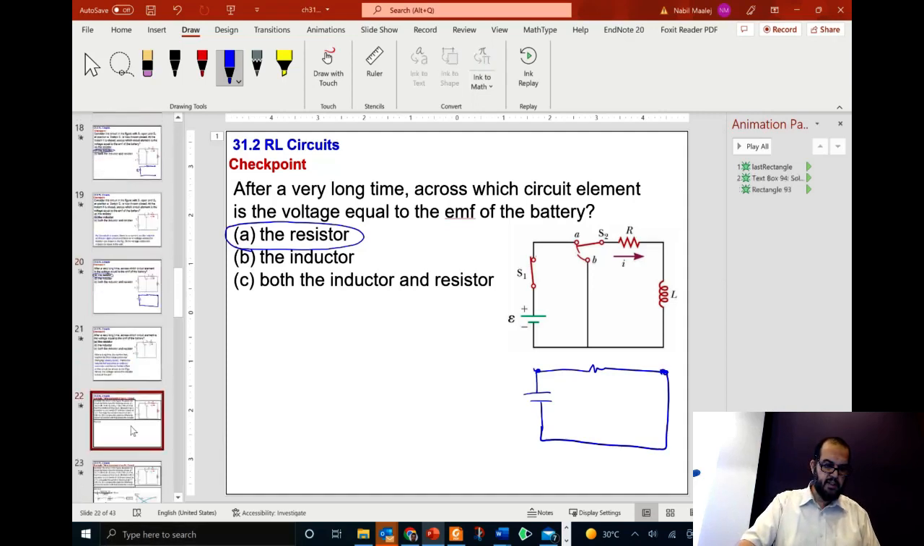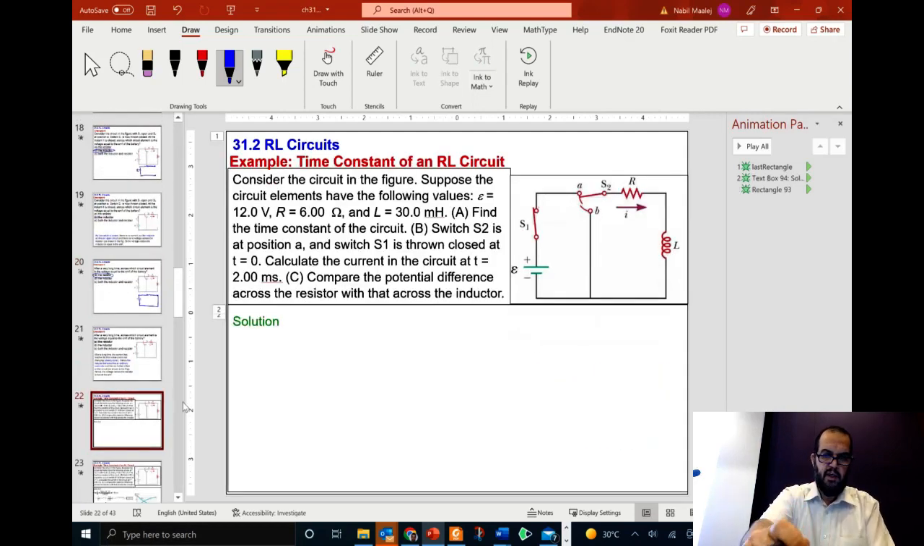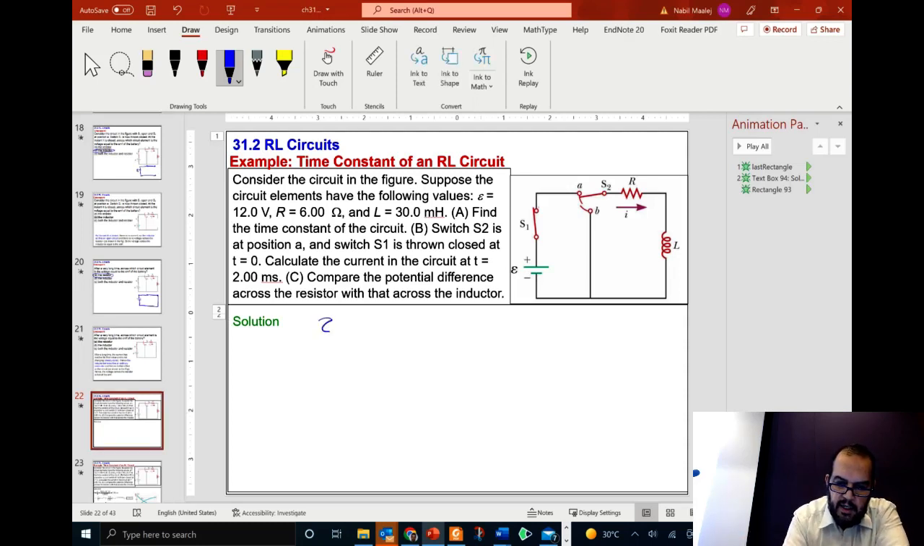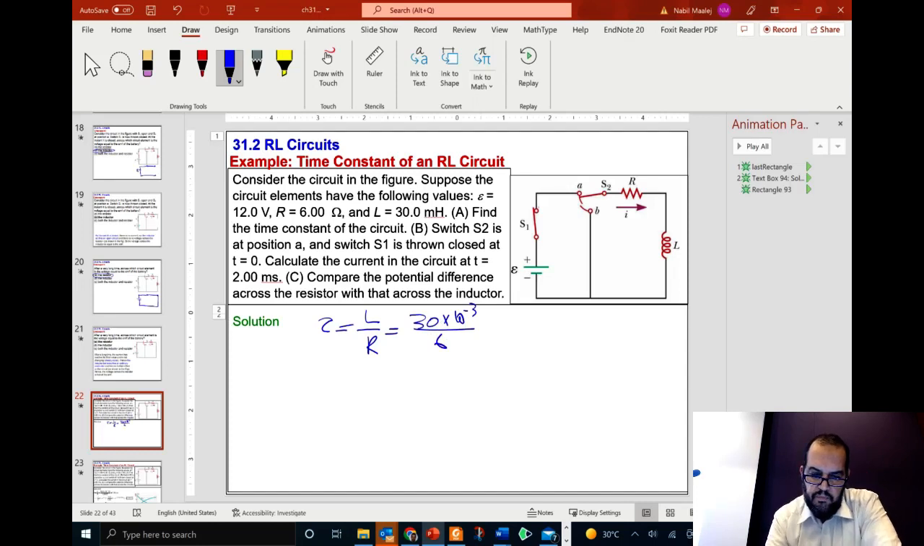All right, so let's do some problem solving. Consider the circuit in this figure. So same circuit. Suppose the circuit elements have the following values: 12 volt battery, 6 ohm resistor, and 30 millihenry inductor. Find the time constant of the circuit. That's easy. Time constant is L over R. So it's 30 times 10 to the minus 3 divided by the resistance, which is 6 ohms. Okay? So that's 5 times 10 to the minus 3, yeah?